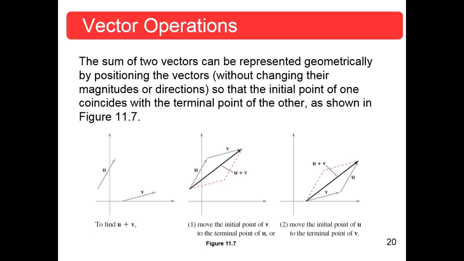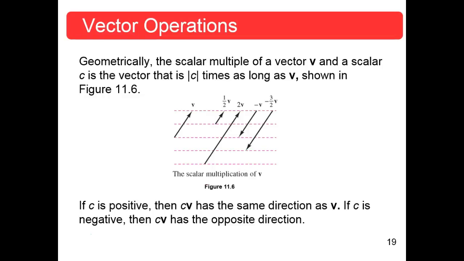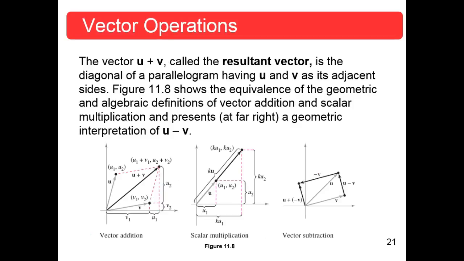So that's one vector operation with a geometric representation, which really, this is a geometric representation too of your scalar multiplication. Now, the vector U plus V is called the resultant vector. We use that in several contexts.